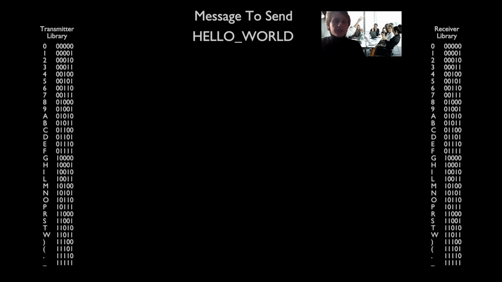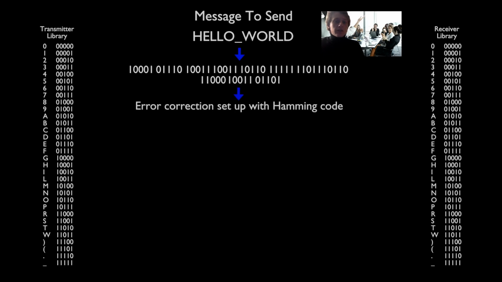The system to send the message is based on two identical libraries made of 32 characters and their unique 5-bit strings. One is used by the transmitter and the other is used by the receiver. The characters in the libraries can be whatever the satellite team deems necessary. In this example, our message, hello world, is converted into a string of bits using the library on the transmitter. Then the error correction system is set up with Hamming code.